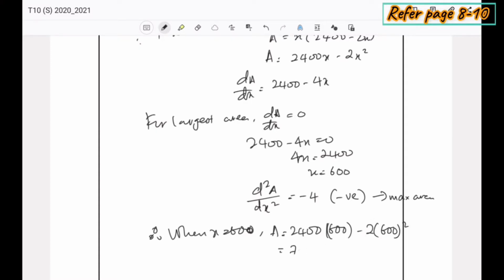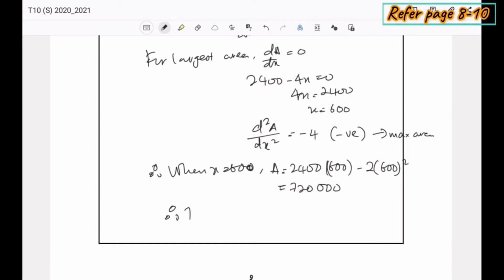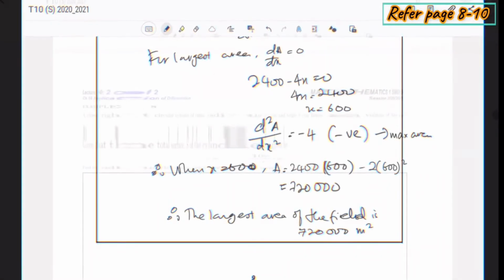So we have 720,000. So hence, the largest area of the field is 720,000 meters squared.